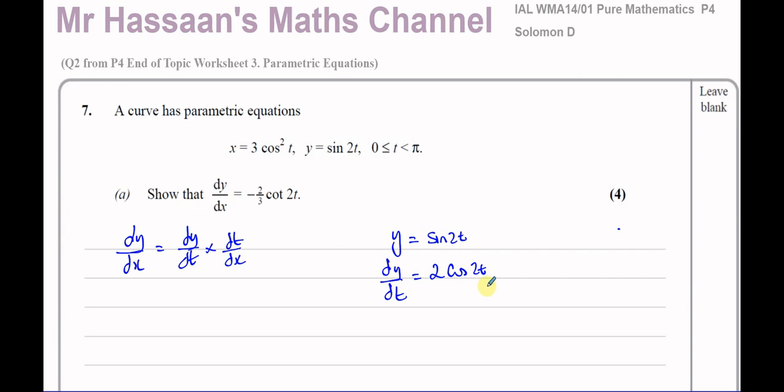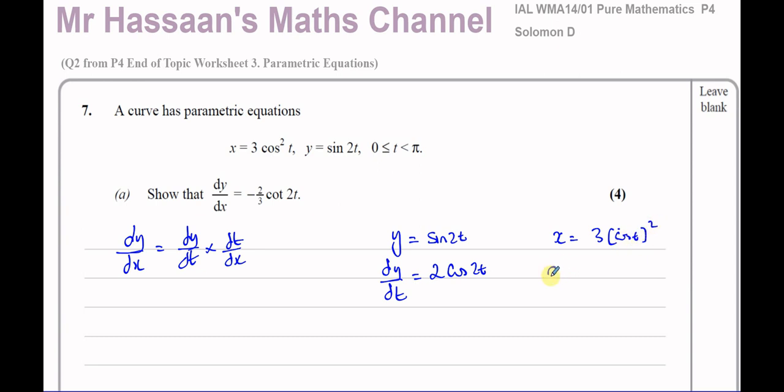So that's dy/dt. And we know that x equals 3 cos squared t. Now, cos squared t is the same as saying cos t all squared. What that means is the main function here is something raised to the power of 2.